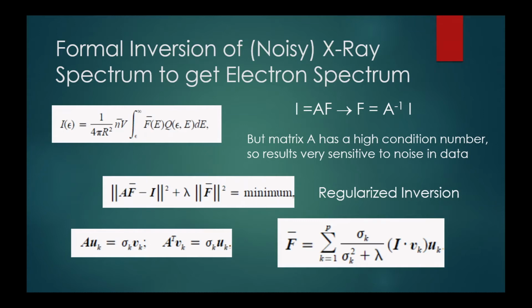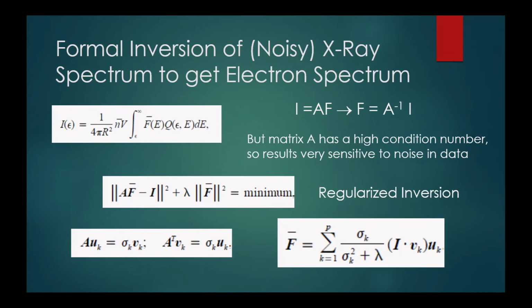If you invert it, you get all kinds of problems because the matrix has a very high condition number. The rows are very linearly dependent on each other. The process at 40 kilovolts is very similar to the process at 39 kilovolts. So there's a lot of linear dependence between the rows, and a straightforward matrix inversion magnifies noise to unacceptable levels.